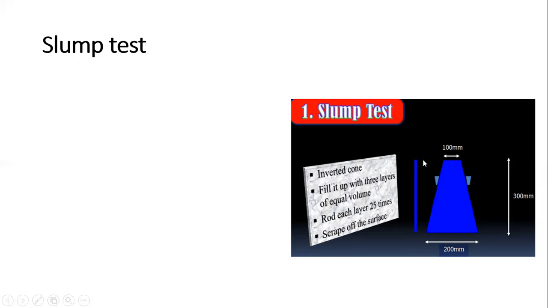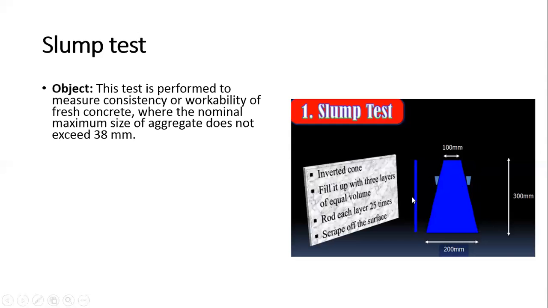And this is your tamping rod. You have to compact the concrete in each layer 25 times. When the mold is completely filled up, you scrape off the excess concrete, and then lift the mold by using the handles and see the settlement in the concrete. In this way, you have to perform this test.